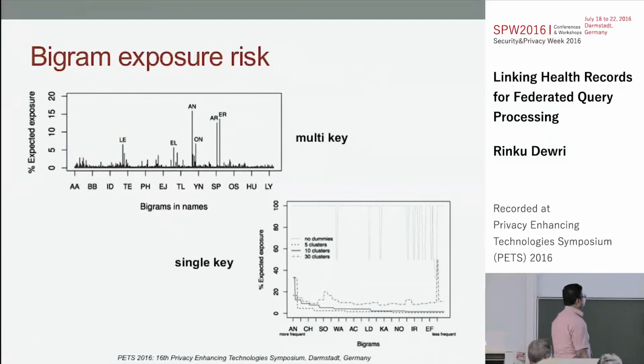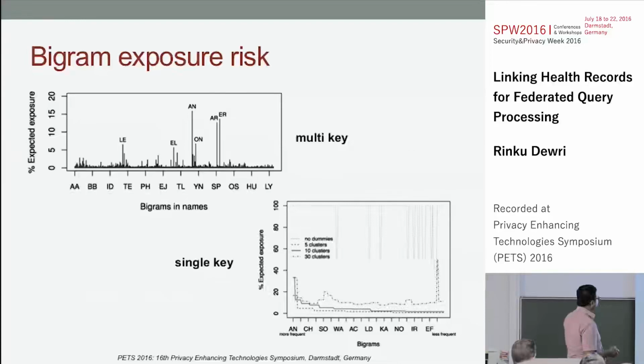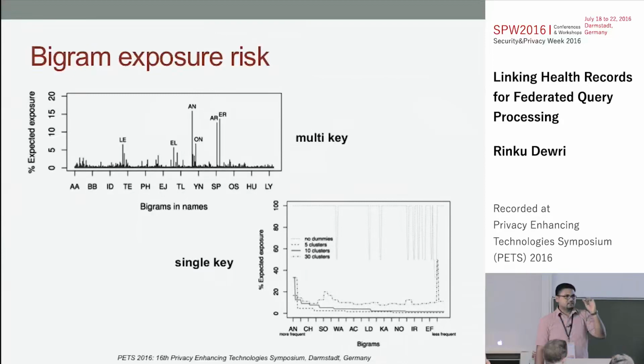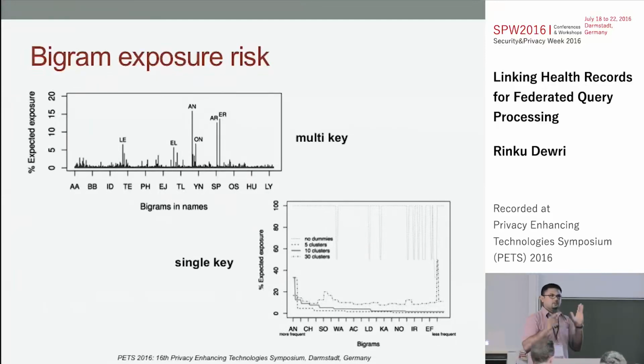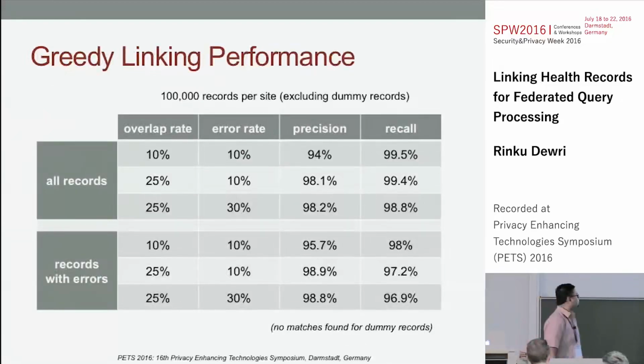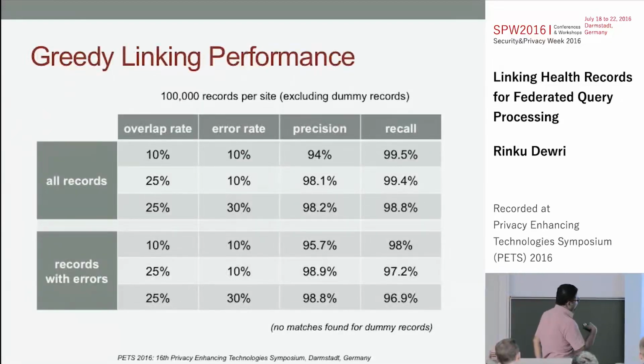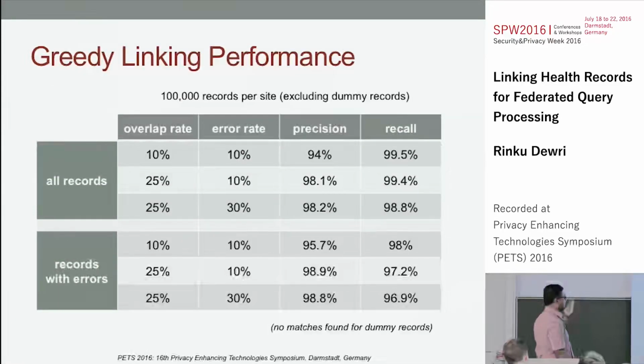If you look at the exposure risk now, there will always be some bigrams that have higher exposure risk than others. Single key is usually faster, but it has slightly more residual risk than the multi-key approach. But note that knowing one or two bigrams is not sufficient to infer the whole string. You need to know a significant number of them to be able to build a string back. And if you're worried about the precision leak, again, this is about a greedy matching algorithm. We didn't explore anything outside of that.